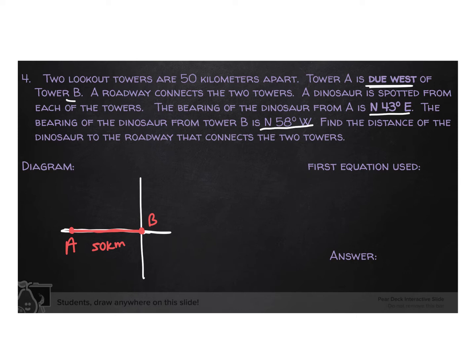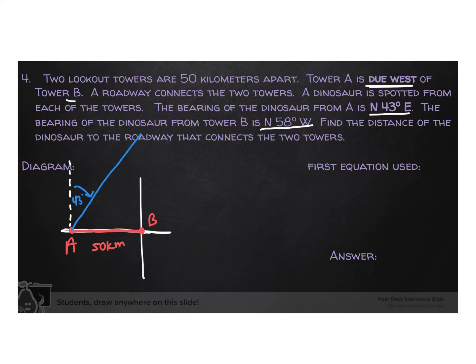Okay. And then we have some dinosaur spotted from each of the towers. The bearing of the dinosaur from Tower A is 43 degrees east of north. So again, remember, just because this isn't at the origin doesn't mean that north doesn't exist there. So this is rotating 43 degrees towards the east. Okay, so I'm going to draw this.